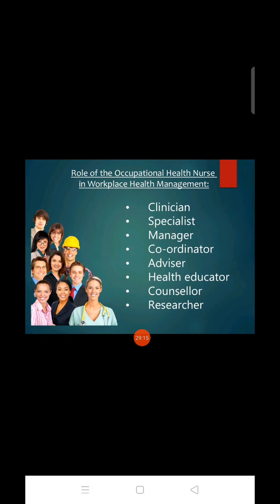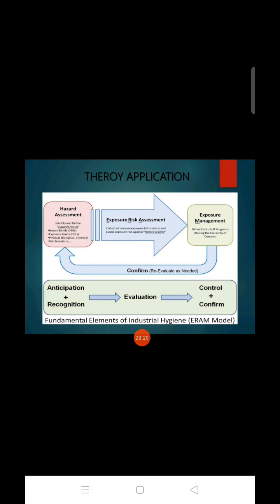What are the roles of the occupational health nurse? They work as clinical specialist, manager, coordinator, advisor, health educator, counselor and researcher. These are the roles of the occupational health nurse. These are the theory.